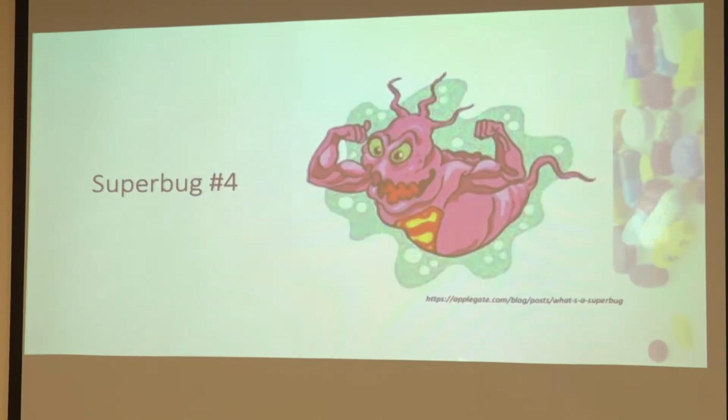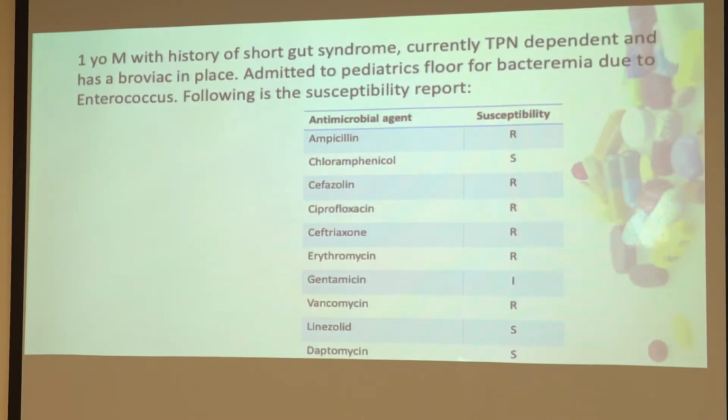So moving forward to our 4th superbug now. This is a 1-year-old male with history of short gut syndrome who's currently TPN dependent, has a Broviac. He was admitted to the peds for bacteremia due to enterococcus. This is the susceptibility report. And the question is different this time. We will identify what this patient has based on the sensitivity report. The question is finding the treatment for this patient.